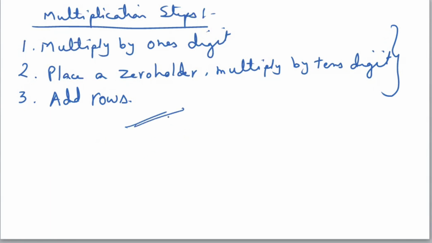Today we learned about multi-digit multiplication. In our next lesson, we will master long division and it connects directly to multiplication.